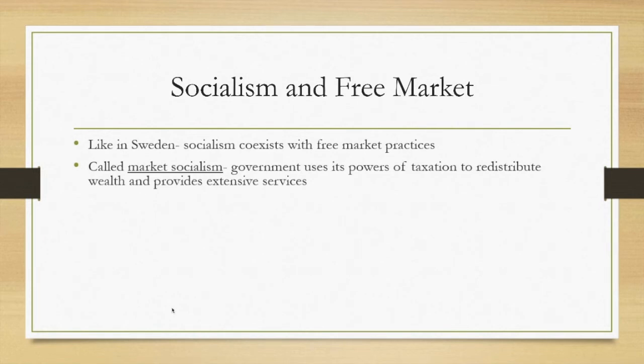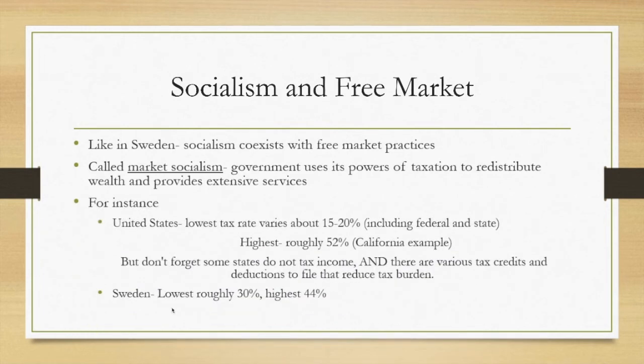So the government still utilizes its power to tax so that there's a redistribution of wealth, and of course they provide a lot of different services: free education, healthcare, these kinds of things. And with that comes a cost, because you can't provide these things without being able to pay for it. And how does the government make money? They do it with taxes. So when we look at that taxation, here's a comparison.